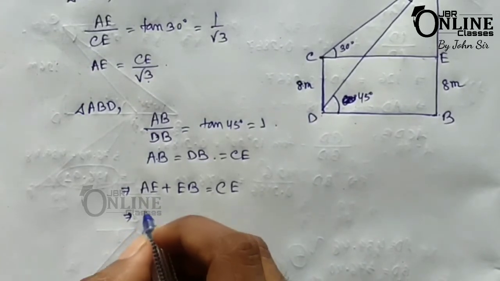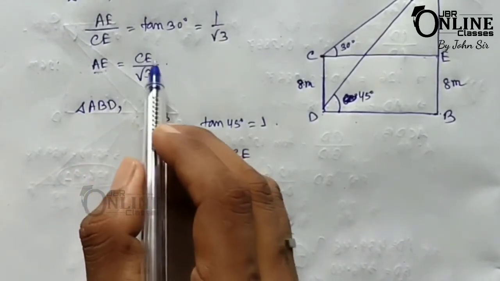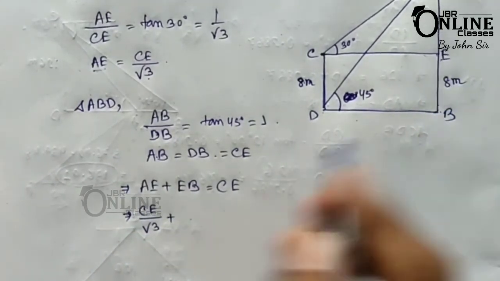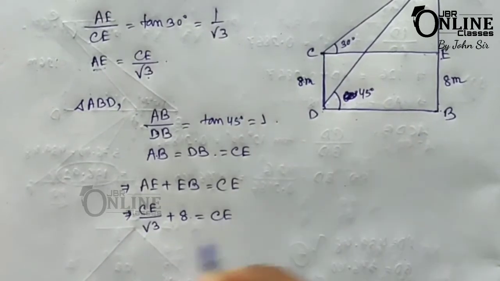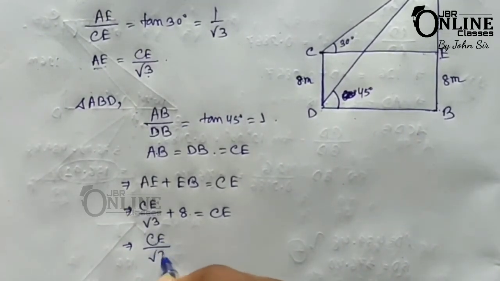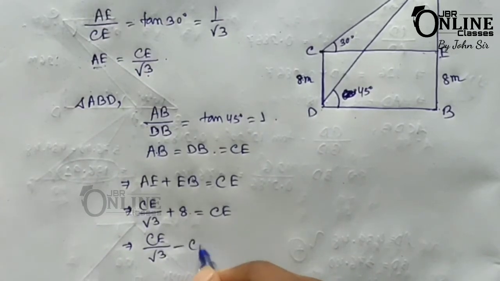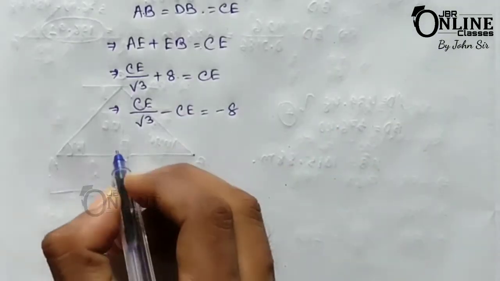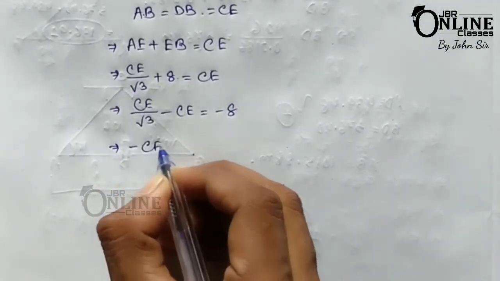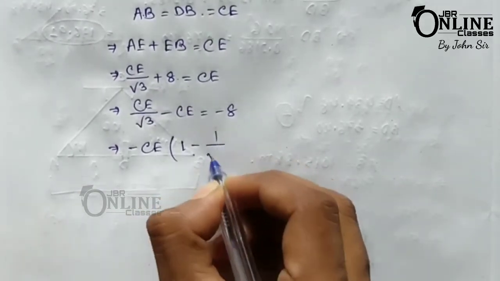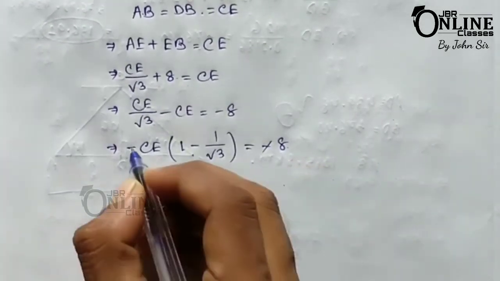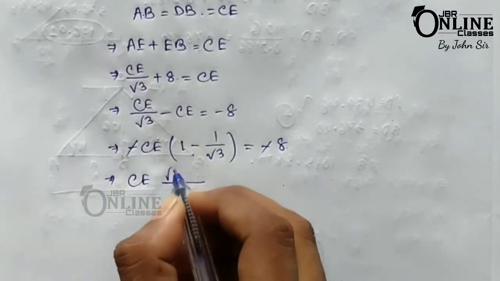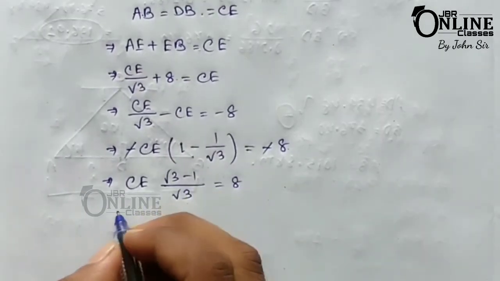Now next one, AE. Here the value of AE equal to CE by root 3, so write down here CE by root 3. EB equal to 8 meter, so write down here 8, and that equal to CE. Now CE by root 3 minus CE that equal to minus 8. So here minus CE will be common, then 1 minus 1 by root 3, and that equal to minus 8. Minus minus cancel out, so CE times root 3 minus 1 by root 3, that equal to 8.